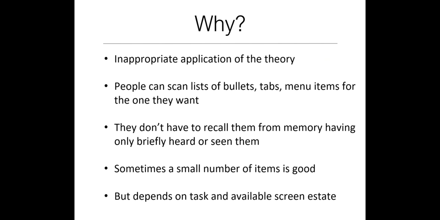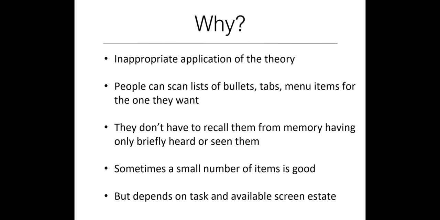Why? Well, it's basically an inappropriate application of the theory. People can scan lists of bullets or tabs for the one they want. So even if it's a bullet list of 10 items, which is one more than 7 plus 2, they can still look through it. It has less to do with retrieving information from memory, because the information is already there. They don't have to recall it from memory because it is in fact still in front of them.